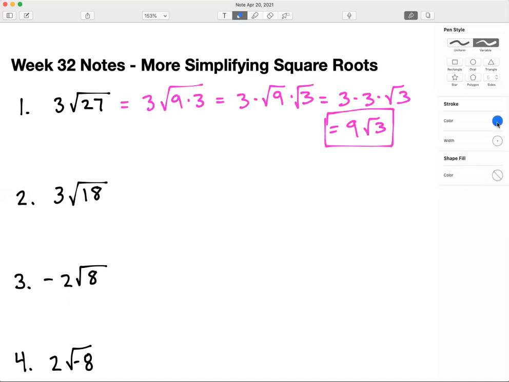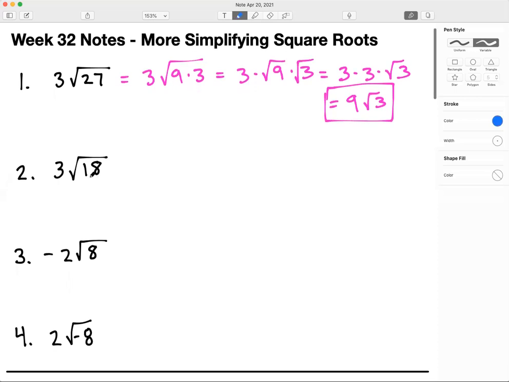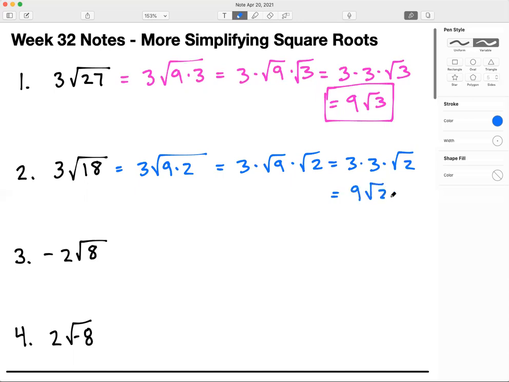All right, so what we want to do first is figure out what perfect square goes into 18, because we know that 18 is not a perfect square. Want to look at our perfect square chart, or just memorize them, know them. 3 times 9, root 9 times 2, okay? So it's very similar to the last one, it's just that it's 9 times 2 now. So equals 3 times root 9 times root 2 equals 3 times 3 times root 2 equals 9 root 2. And that is our final answer.